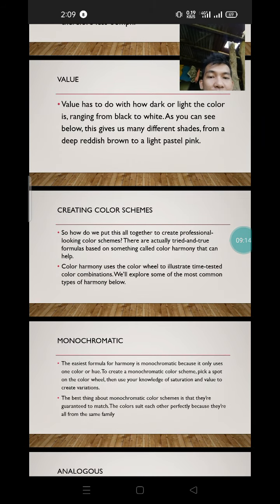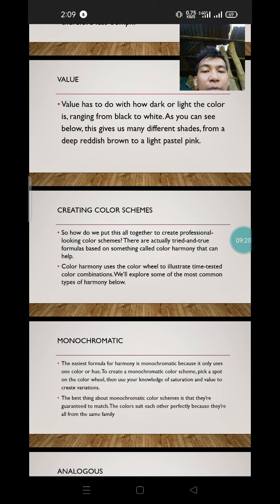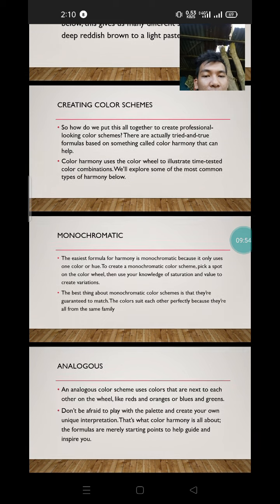Creating color schemes. So how do we put this all together to create pleasing-looking color schemes? There are actually tried and true formulas based on something called color harmony that can help. Color harmony uses the color wheel to illustrate time-tested color combinations. We'll explore some of the most common types of harmony below.